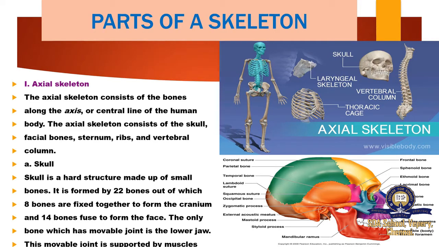The only bone which has a movable joint is the lower jaw. This movable joint is supported by the muscle. So in this skull system, only the lower jaw moves, and we move our mouth to speak. This lower jaw is the only movable part in our skull. The remaining part we cannot move. So this much for the skull, which is protected by the 22 bones.